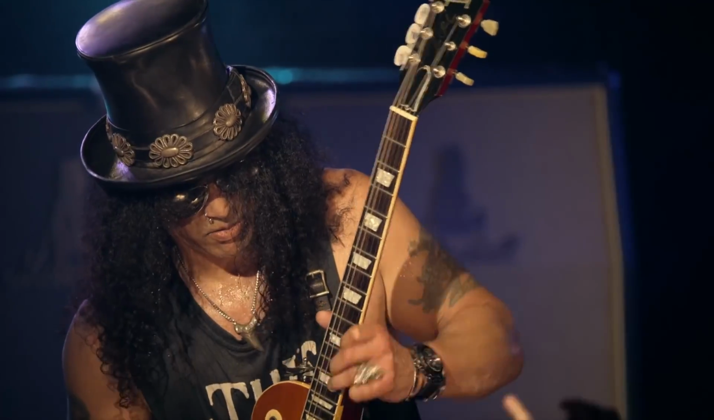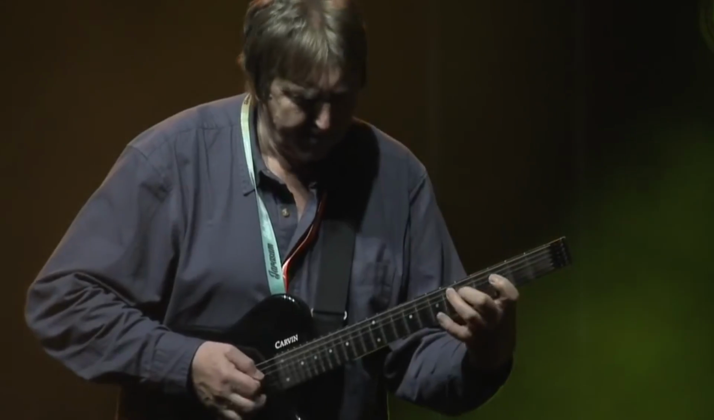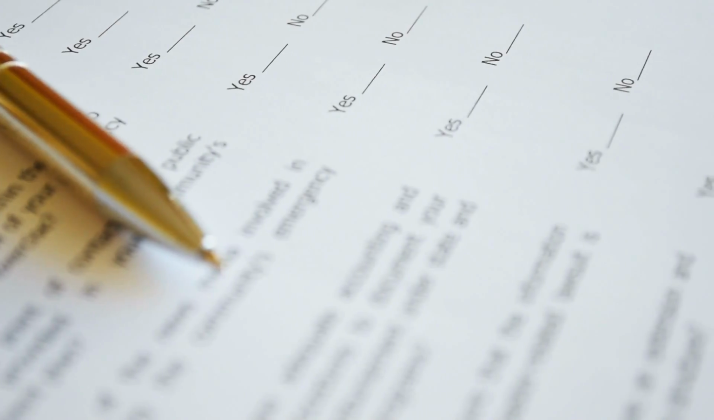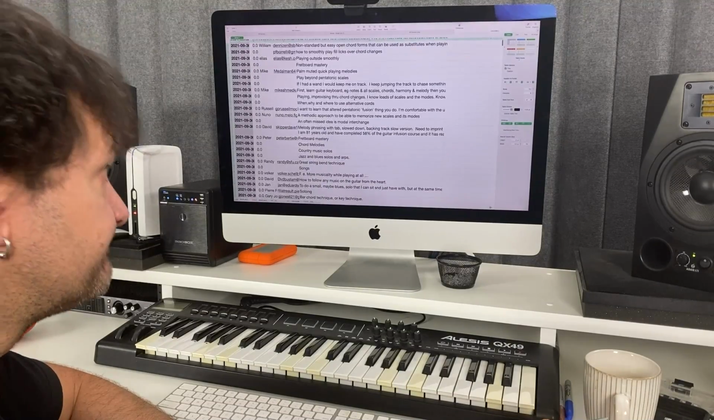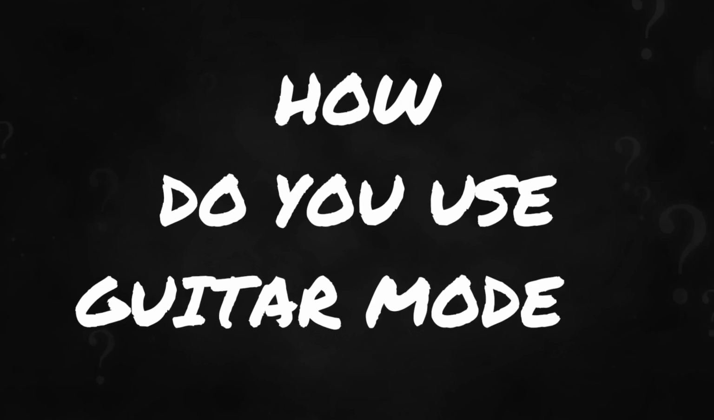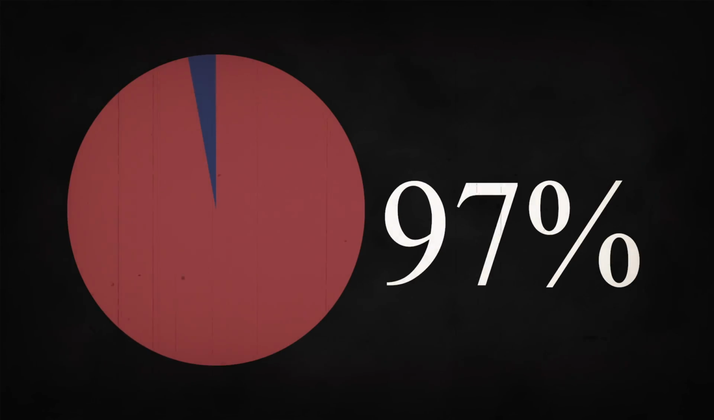I love the way these guys use modes, and I've often wondered, is that one of the missing links between a pro player and a beginner? A few months ago, I sent out a questionnaire to about 50,000 guitar players asking them how they use guitar modes. Well, I just got the results back, and it turns out that about 97% of them are wrong.